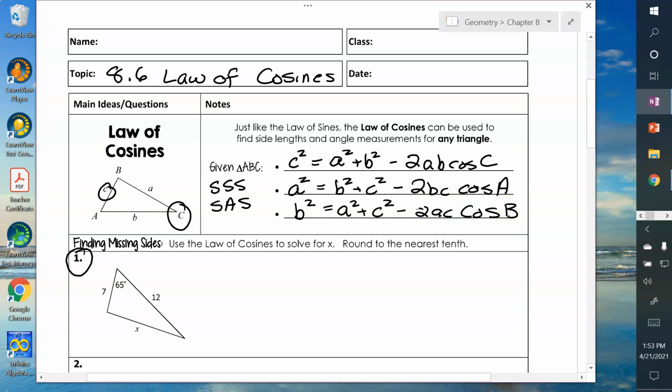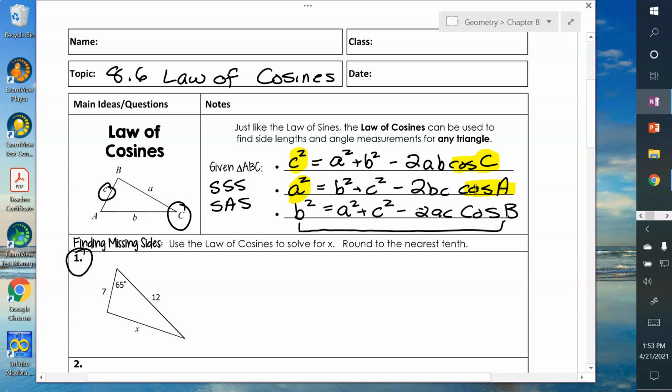The other thing I want you to notice is how the b that you're looking for and cosine b, so you're going to have a pair of side and the opposite angle. Same thing when you're using c's. We have c squared over here and cosine c over here. And it also works with a's: a over here, cosine a over there.